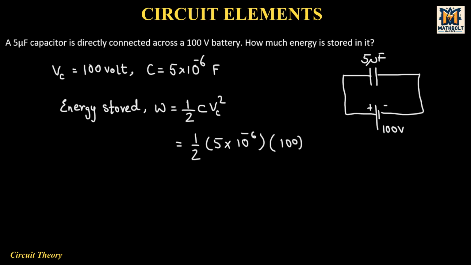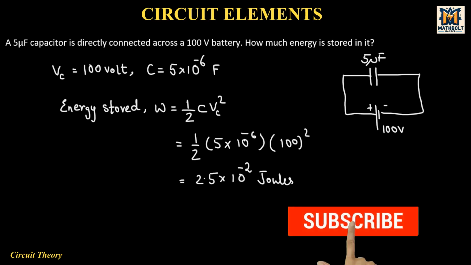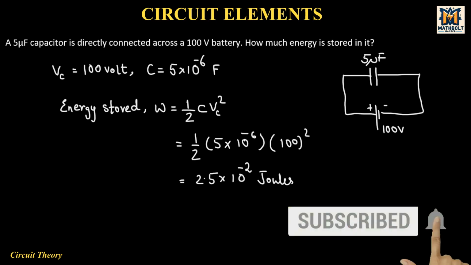So I put the values into the calculator and it gives me 2.5 into 10 raised to the power of negative 2. And the SI unit of energy is joules. So when this capacitor is fully charged, the stored energy value will be 2.5 into 10 raised to the power of minus 2 joules.